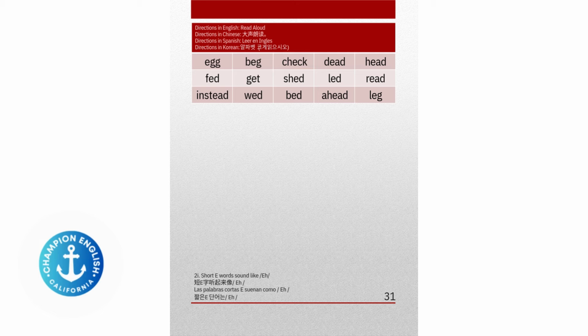Hello, students, and now we're going on to the E sounds. Now, E makes two sounds. The two sounds are E, like egg, and E, like each. So first we're going to do the E sound, okay? Come on, can everyone say E? E. That's right, it's E. And the first word we're going to pronounce is egg.